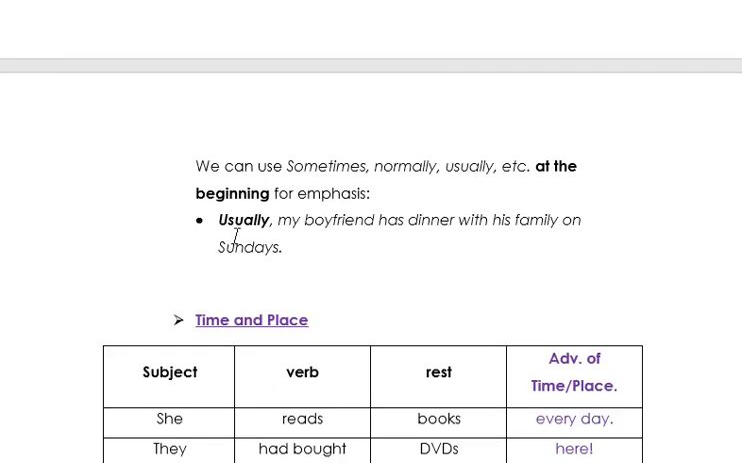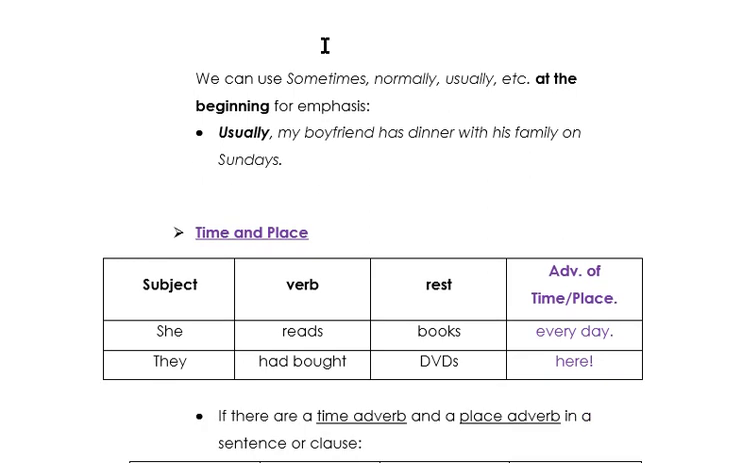Then, we can use sometimes, normally, usually, etc. at the beginning for emphasis. Okay, when we place some of these adverbs of frequency at the very beginning, we are making an emphasis. Usually, my boyfriend has dinner with his family on Sundays. ¿Sí? Acá estamos haciendo énfasis. Okay.